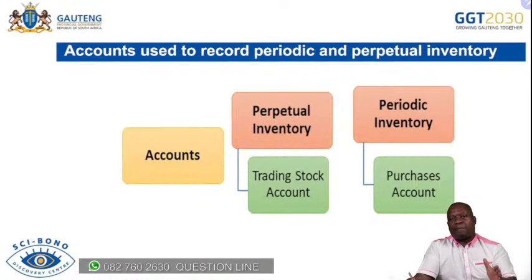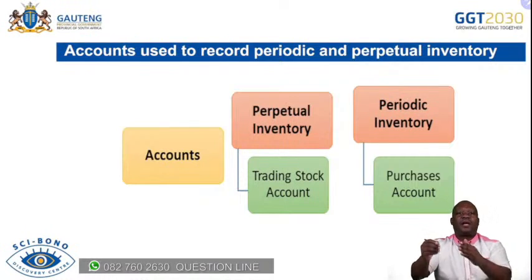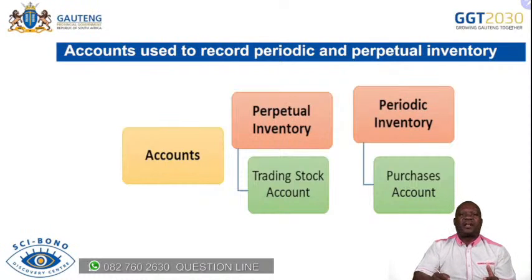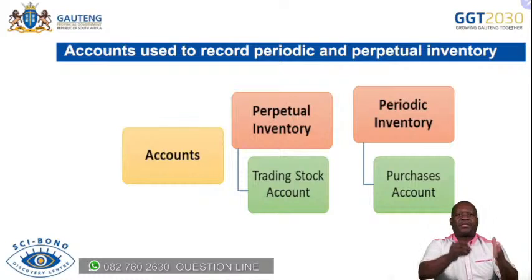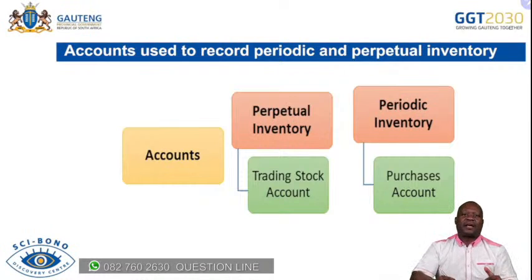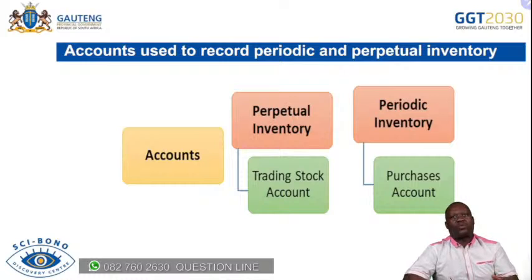When it comes to the perpetual inventory system, there is a trading stock account, which is continuously updated and represents the asset of stock. So when stock increases, we debit that account. When stock decreases, we credit that account. And remember, stock decreases when it is taken to be sold.